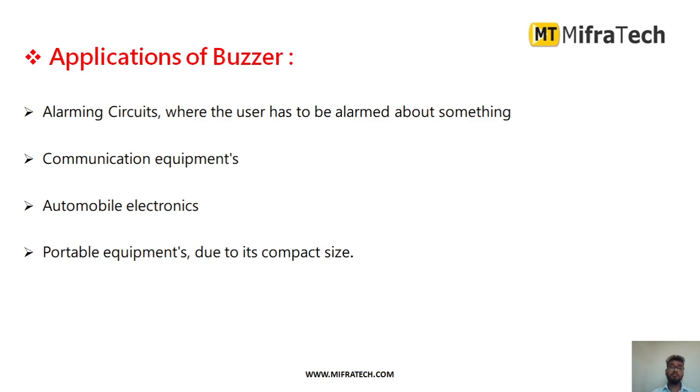So what are the different applications of buzzer? So you can use this buzzer in alarming circuits, whenever the user has to be alarmed about something, like whenever there is a gas leakage or any fire is there, at that condition we have to alert the person or the user. In those applications we can make use of this buzzer, and in communication equipments, in automobile electronics or portable equipments, as due to its compact size, we can make use of it in any different application also. So these are the different applications of buzzer.